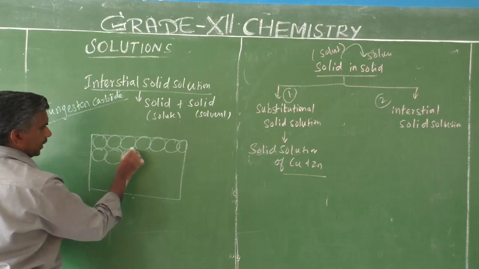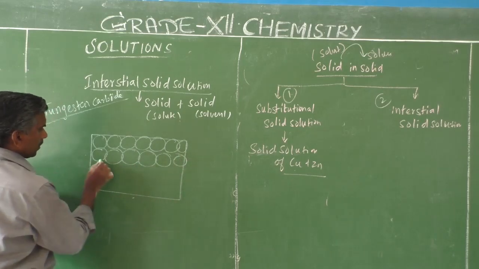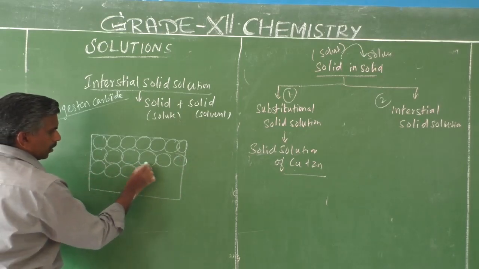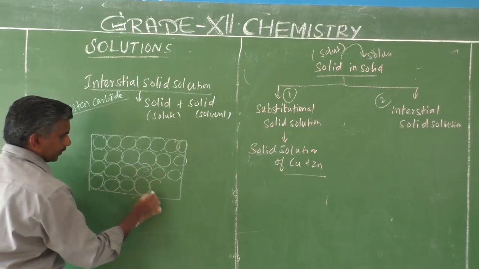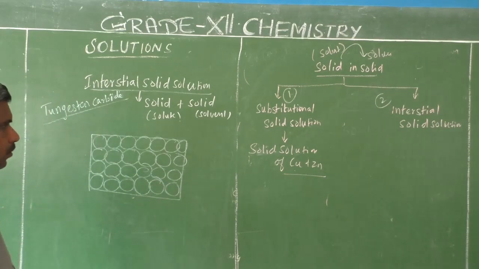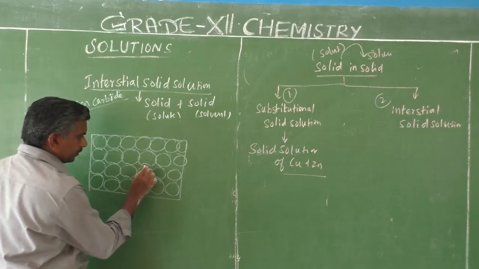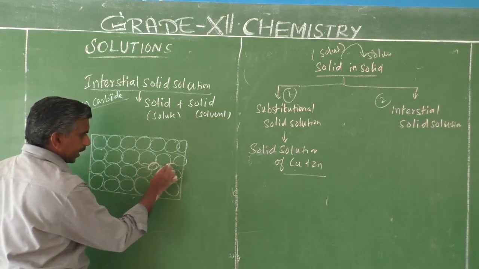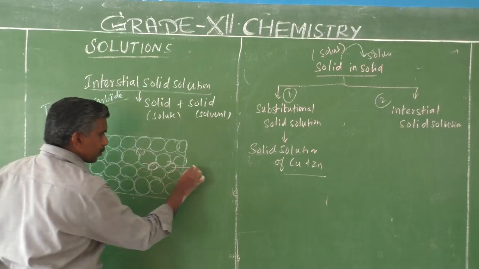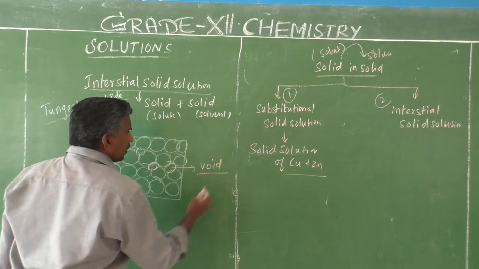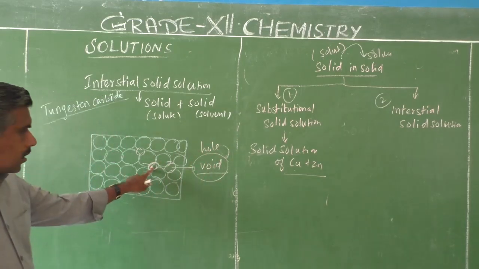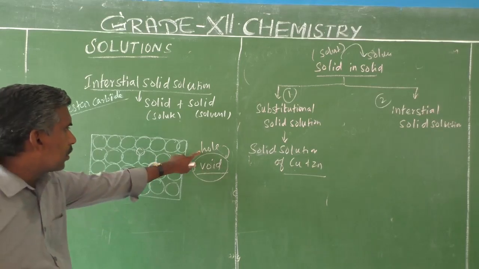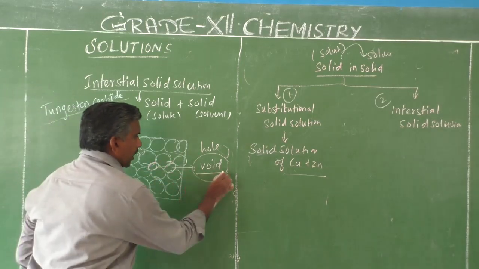These are the metal atoms. All the metals are close packed. In this close packing, gaps are present. The gap is known as a void. Another name for the gap is a hole.